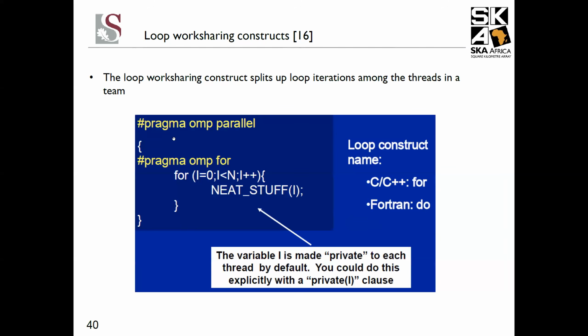So I have my parallel region, hashtag pragma omp parallel. Inside of it, I say that I want to parallelize this for loop. So I add this OpenMP directive, hashtag pragma omp for. It's called a loop construct. So remember, this variable i is made private to each thread by default, so we don't have to worry about that. And then inside of this for loop, we have this function called need stuff, or whatever I need to parallelize. Like we saw in our example, I'm going to calculate the area under our curve to find pi.